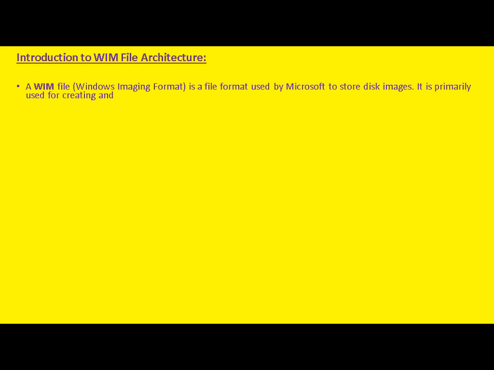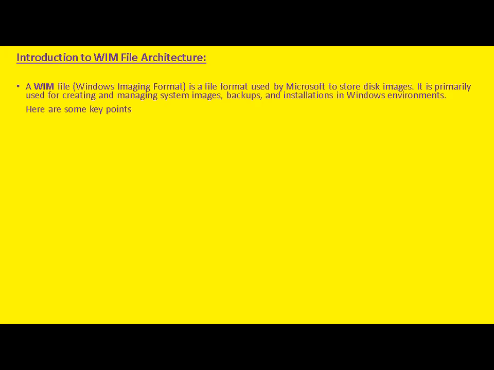So first of all, introduction to the WIM file architecture. So what is a WIM file? You must have seen it in a particular ISO sources folder. There is an install.wim file. So what is a WIM file? What is its architecture? A WIM file, that is Windows Imaging Format, is a file format used by Microsoft to store disk images. It is primarily used for creating and managing system images, backups, and installations in Windows environments.